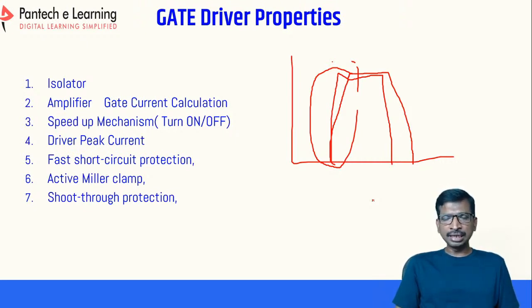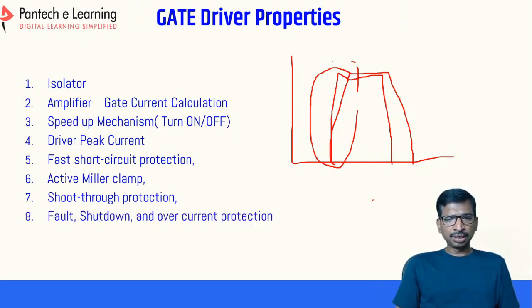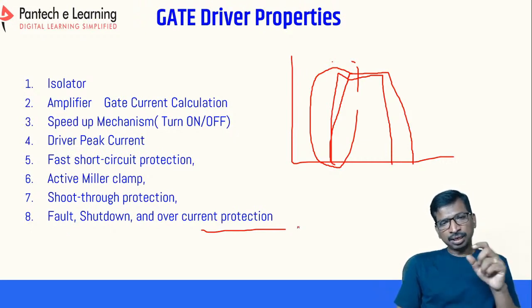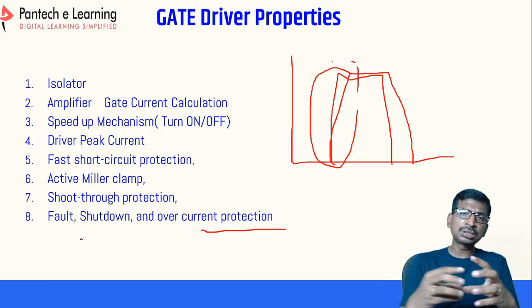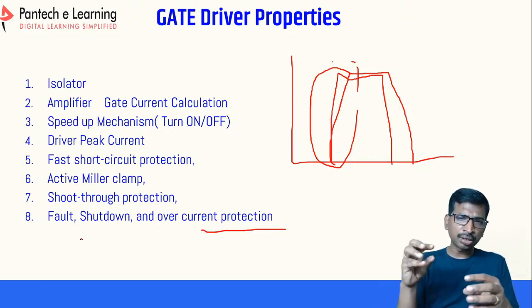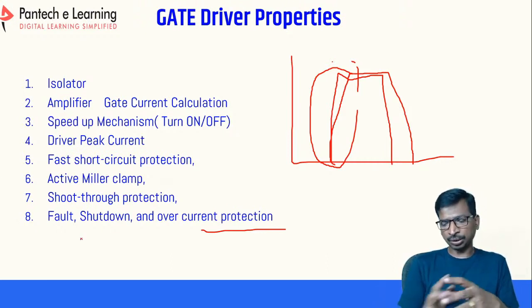So these are all the additional features you have to keep in mind. Again, these are all the protections, like overcurrent and fault circuit shutdown. These are the additional protections you have to keep in your circuit. To ensure all these facilities, we have to introduce the electronic circuit in your gate driver circuit.